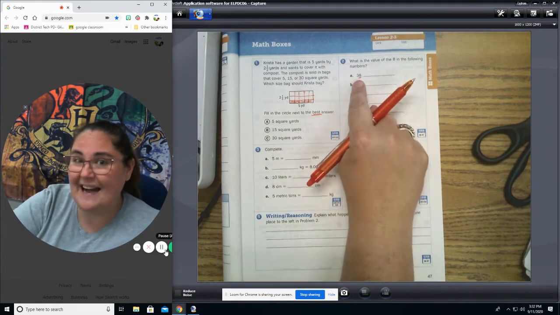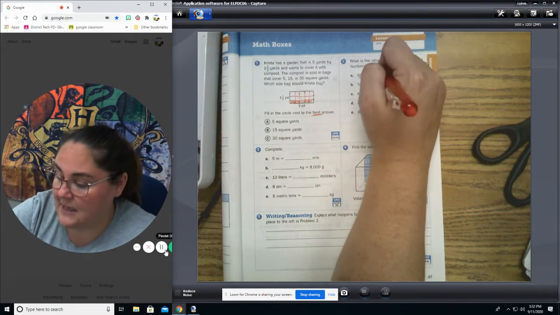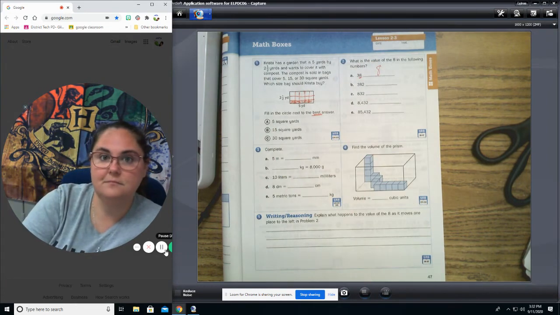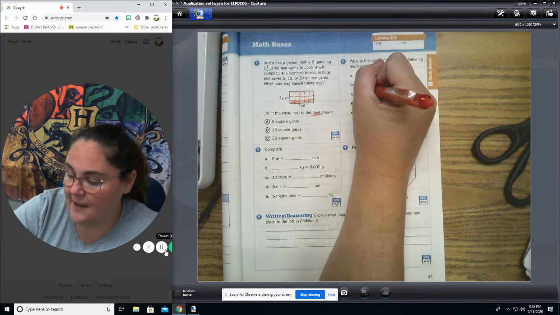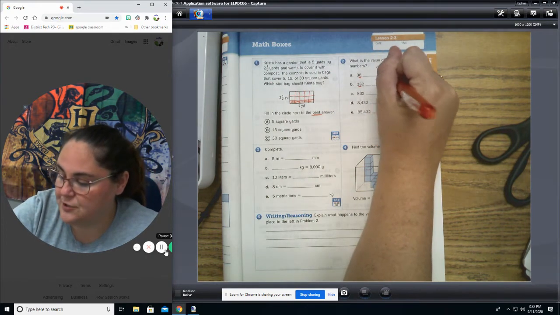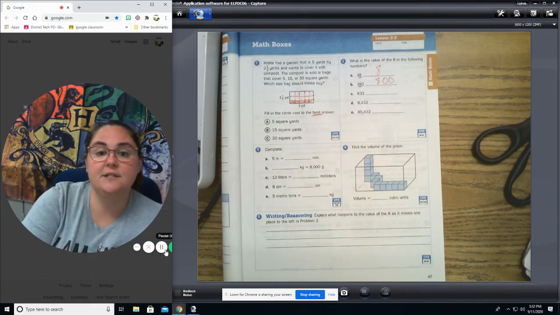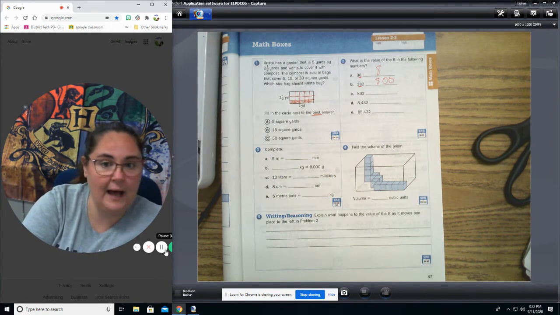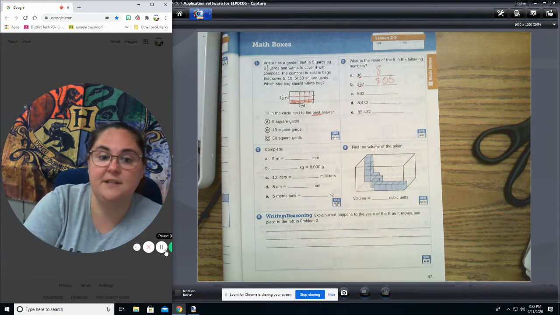So if this were dollars, it would be worth $8. If this were dollars, it's worth 8 tens. That's worth 800. So those are your hints for the rest of this box. You should not miss any of these questions. This should be an easy 5 points for you.